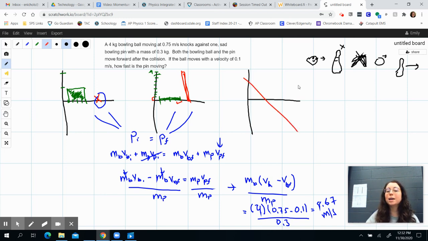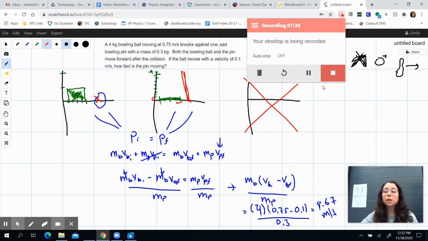Again, we did not end up using that force time diagram because we didn't need any information on impulse. We could have figured out the impulse of both of those objects because we have their final velocities, their initial velocities, and their masses, but we just didn't need them for the problem. So hopefully this helps you guys out. Let me know if you have any questions.